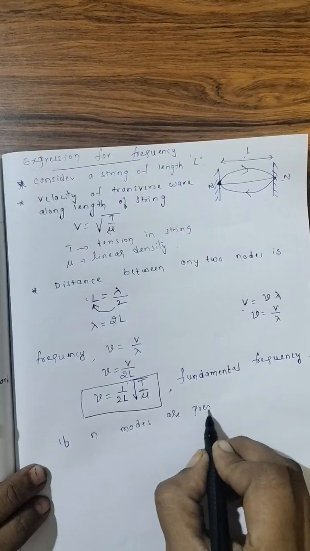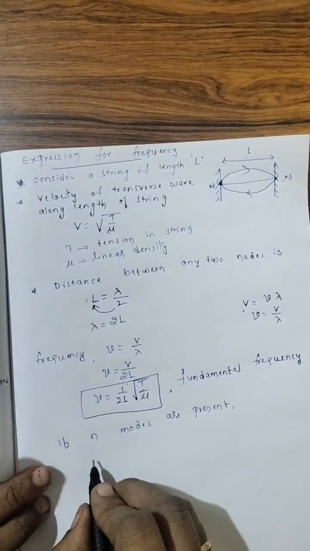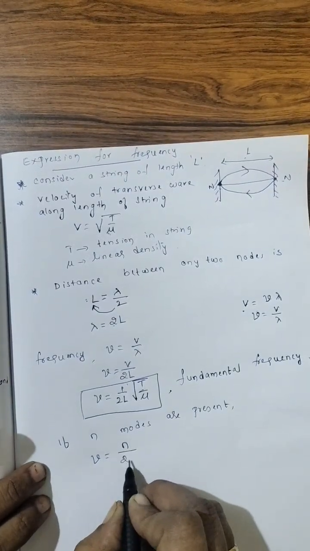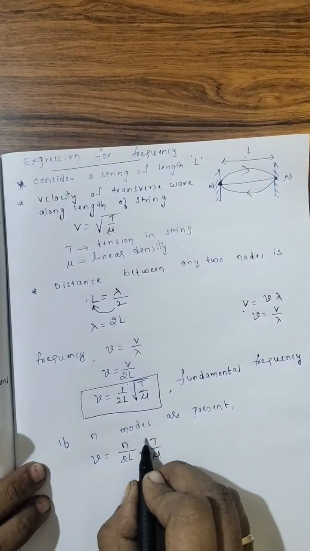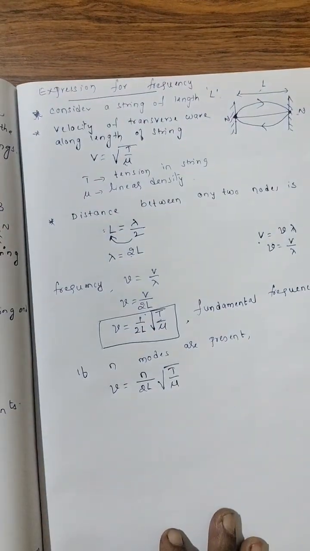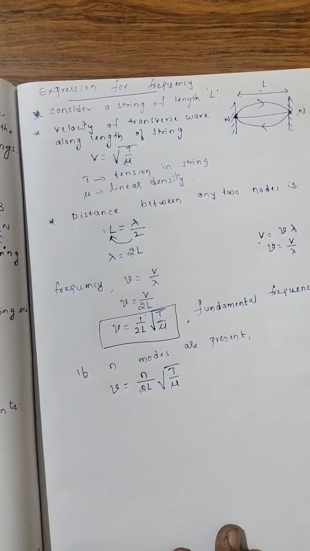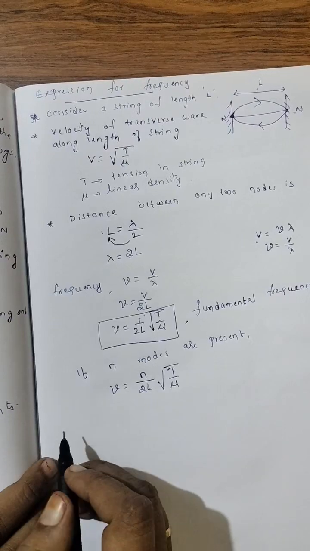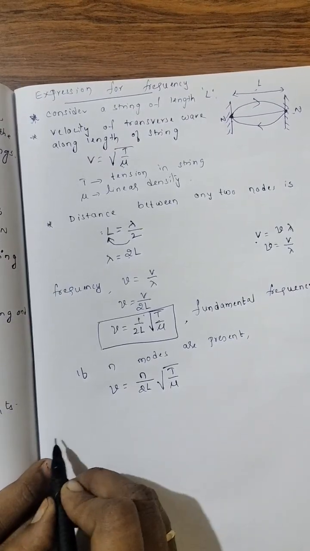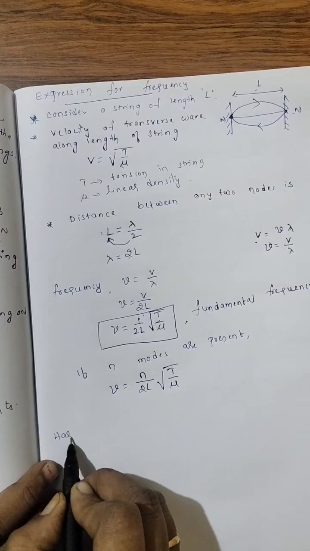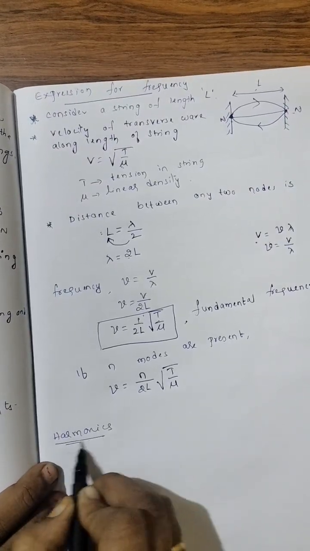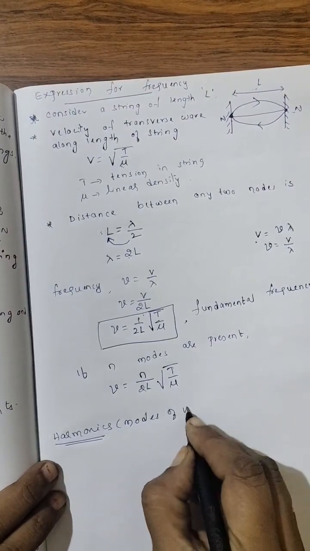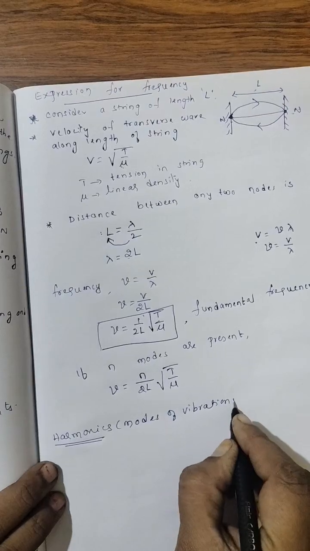If n modes are present, the same formula, I'm not changing anything, but just in place of 1 I'm writing some n. Same formula. Now let us write the modes of vibration, or harmonics. I will write it as harmonics. Okay, modes of vibration or harmonics. We are finding the harmonics and overtones.